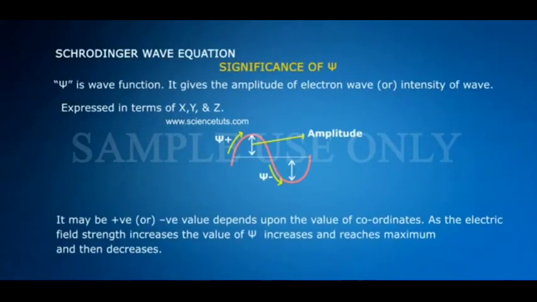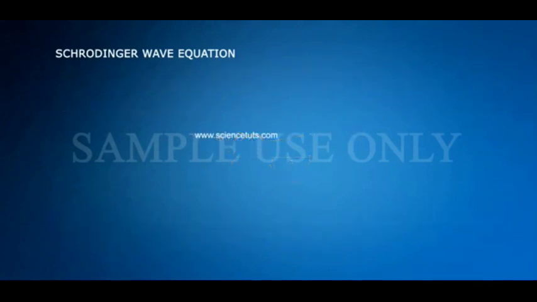Significance of psi. Psi is a wave function. It gives the amplitude of electron wave or intensity of wave, expressed in terms of x, y, z. It may be a positive or negative value, depending upon the value of coordinates. As the electric field strength increases, the value of psi increases, reaches a maximum, and then decreases.